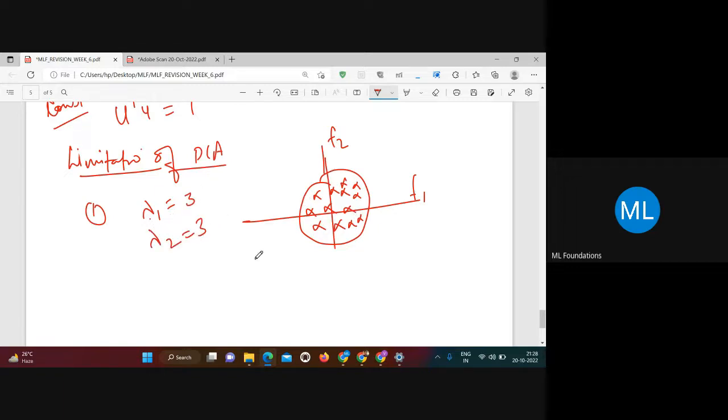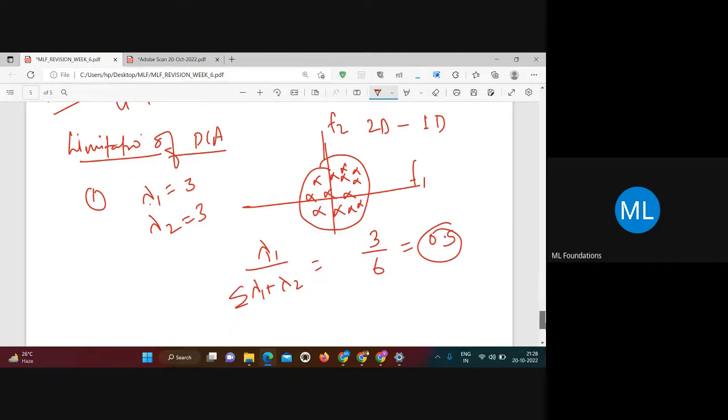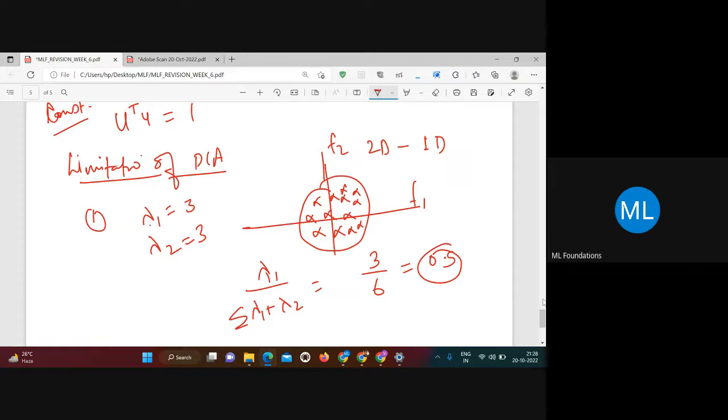Because it's a circle, if you want to convert that 2D to 1D, the information preserved is lambda 1 upon the summation of all the lambdas, that is lambda 1 plus lambda 2. So 3 upon 6, that is 0.5. You are able to preserve only 50% of the information. That is really bad, not at all good. So for this type of problem, PCA won't help you much.